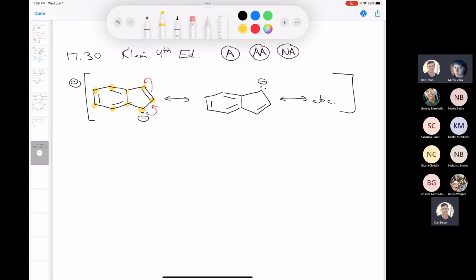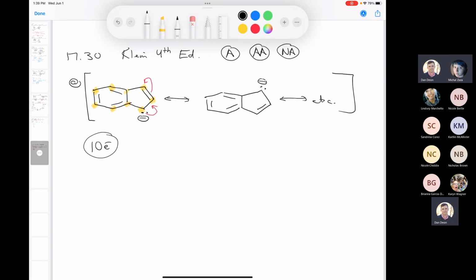And now we just need to ask ourselves, all those electrons that are in those p orbitals, do we have a Huckel number or not? Because if we don't, then it's going to be anti-aromatic. And if we do, it's aromatic. Well, how many total electrons do we have? We have 4 double bonds. So that's 4 times 2, which gives us 8 electrons plus the 2 here. So we have a total of 10 electrons.